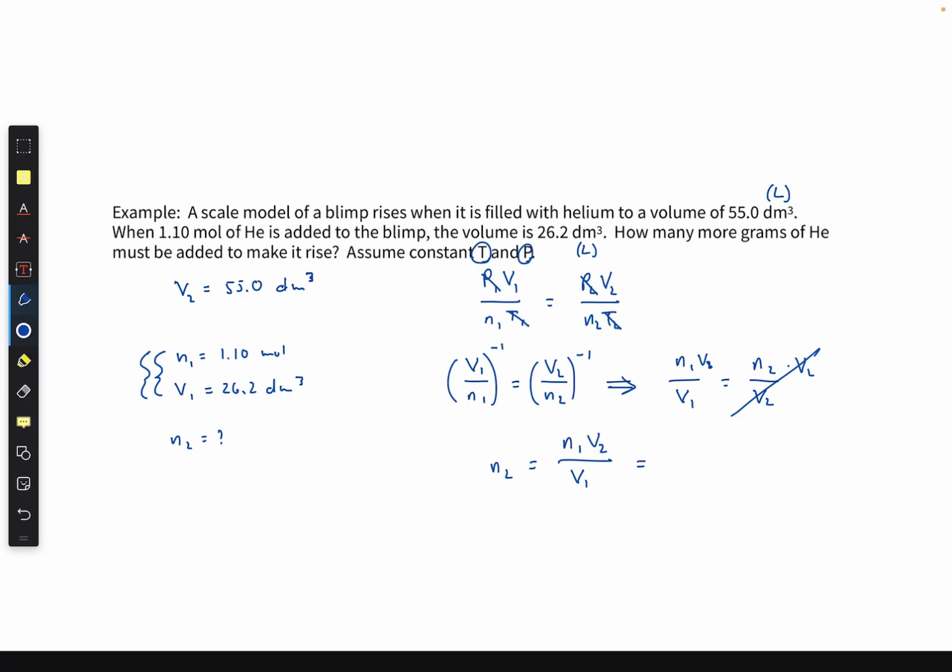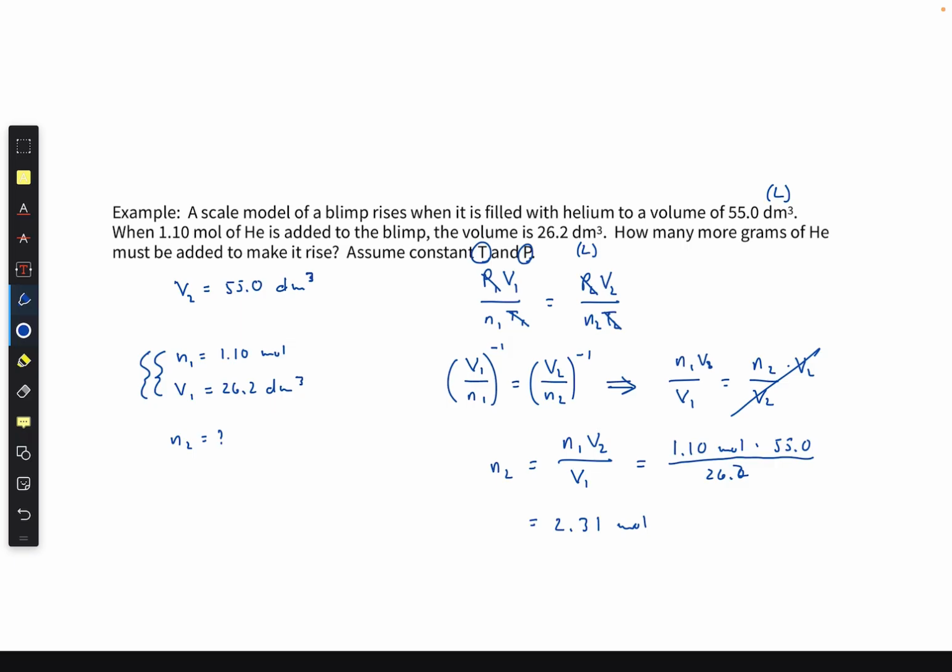All right, so now we can finally plug everything in. So we have 1.10 moles. We're going to multiply by our V2, which is our 55. And then we're going to divide by our 26.2. Again, this is directly proportional, so if we want the volume to get bigger, we know we're going to have to add more helium. So this number of moles should get bigger. And if it doesn't, then you've probably made an algebra mistake or an arithmetic mistake somewhere. And sure enough, this comes out to 2.31 moles.